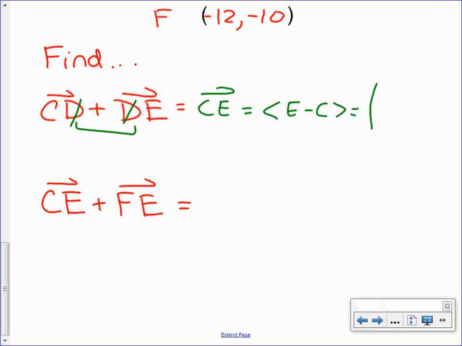All right, so subtracting. E is 0, right? So 0 minus negative 5 would be 0 plus 5. And then negative 3 minus 10 gives you, what's that? 5 over negative 13.